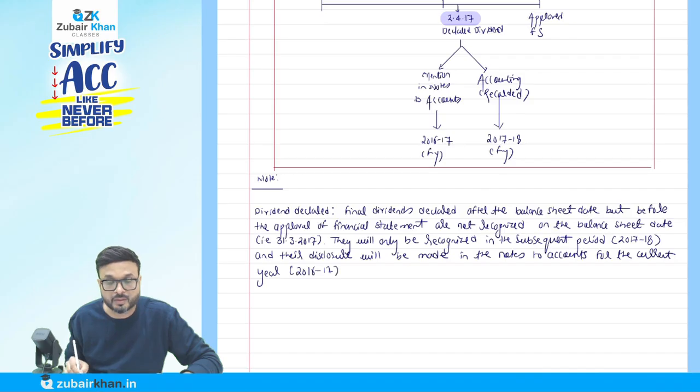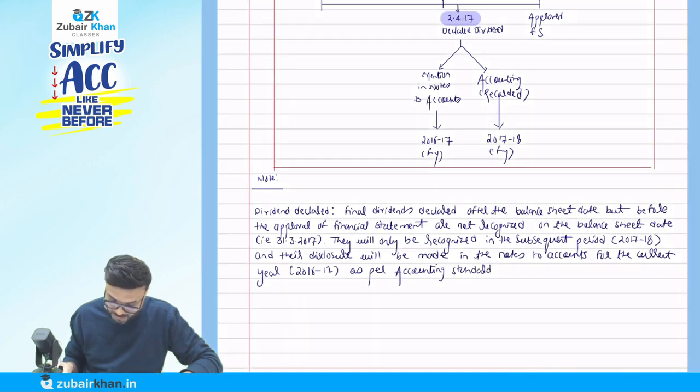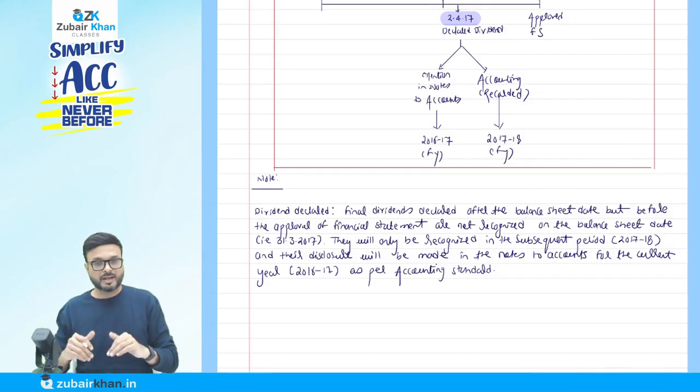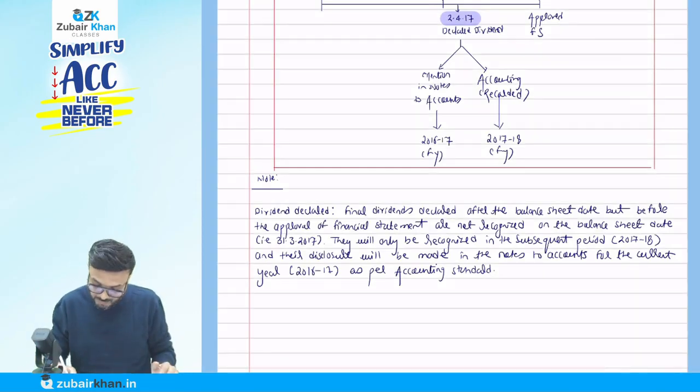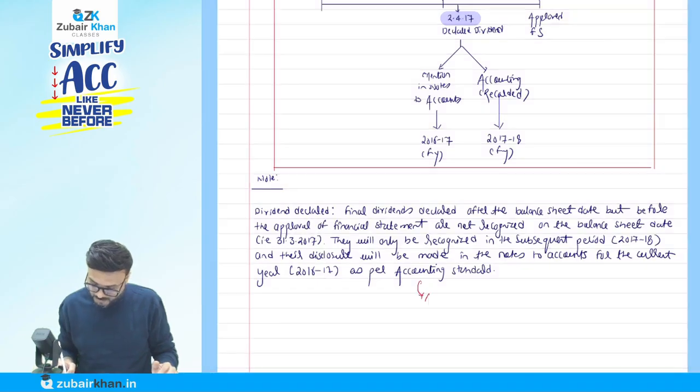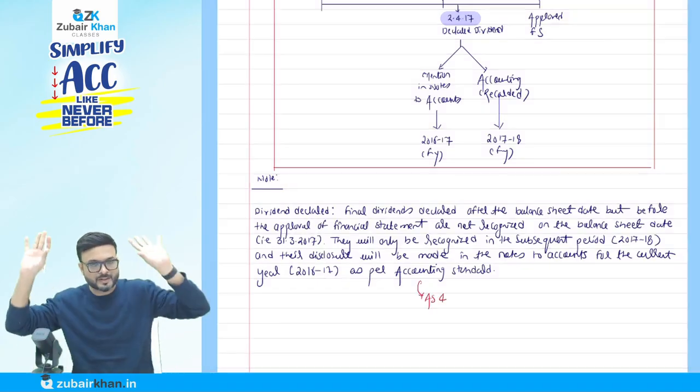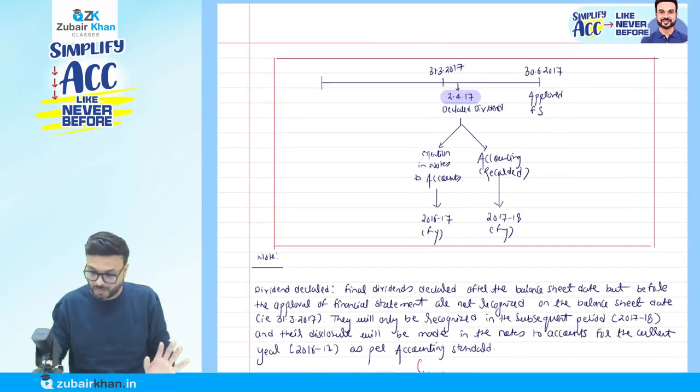2016-17. For a reference, I'm right. 2016-17 as per accounting standard. So if you see the institute answers, it is as per the accounting standard. They have not given the reference of the accounting standard, but basically it is AS4. For a reference, I am giving AS4. Don't worry about what AS4 is and all that. So you got the point here.